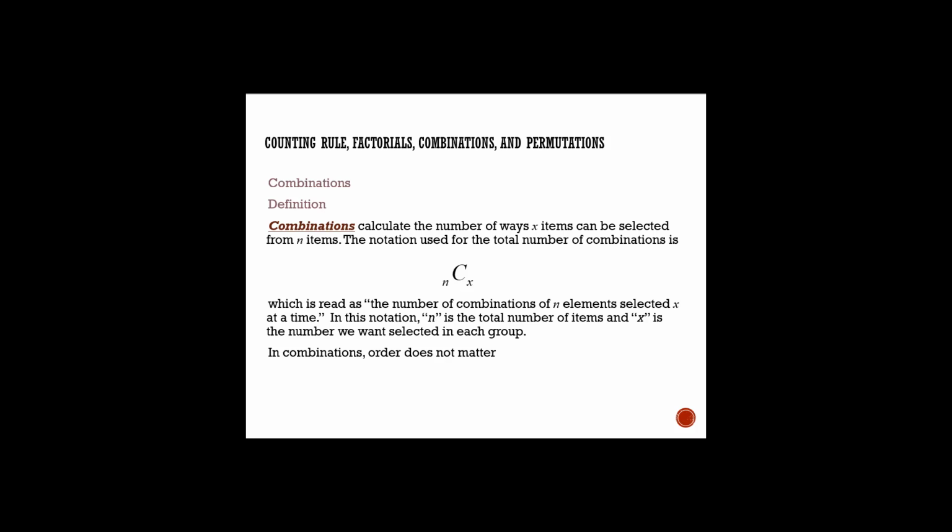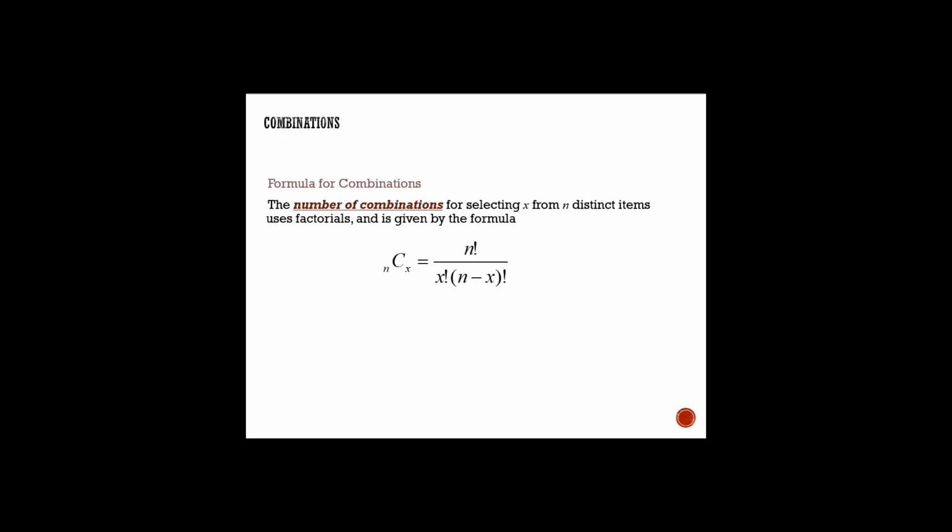N is always the number we're selecting from. It's always going to be the bigger number. X is how many we are selecting in each group. Now, for combinations, order does not make a difference, and that's something that's going to be important for you to remember.